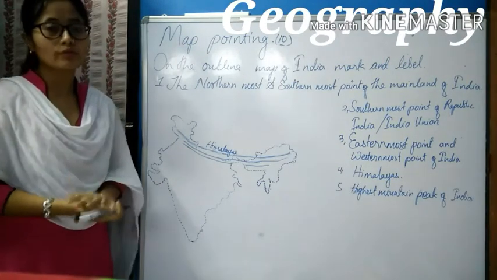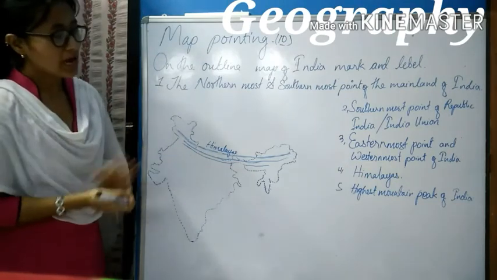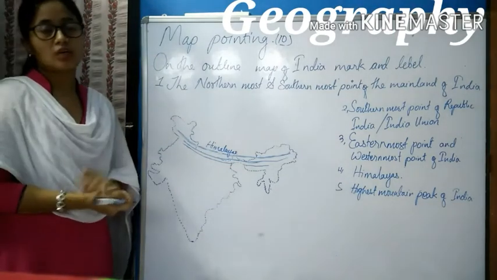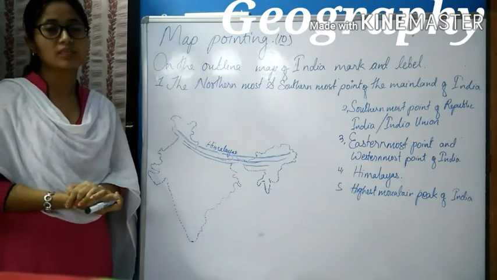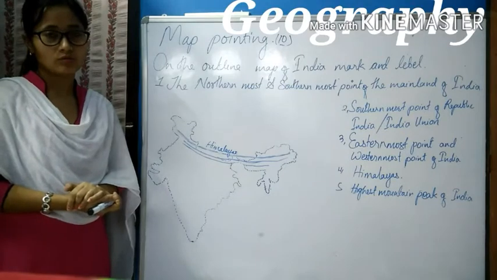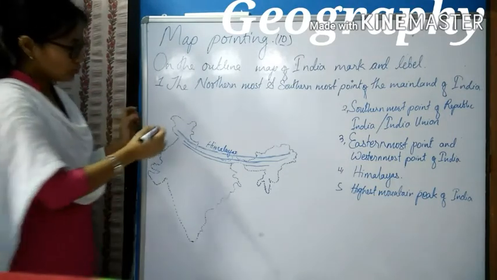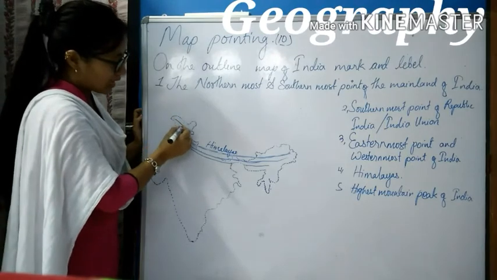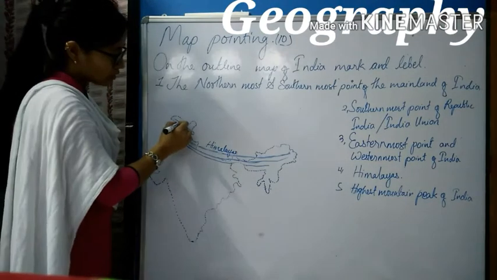Let's move on to the fifth question. On the outline map of India, mark and label the highest mountain peak of India. So which is the highest mountain peak of India? It is mountain K2, which lies in the Karakoram range. So the Karakoram range lies in Jammu and Kashmir and mountain K2 is here.